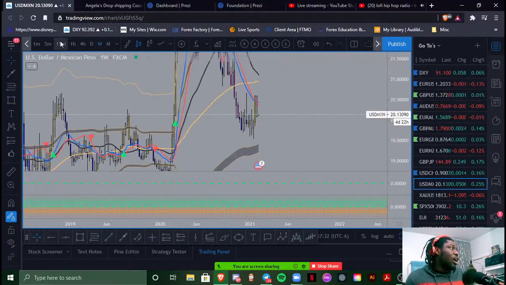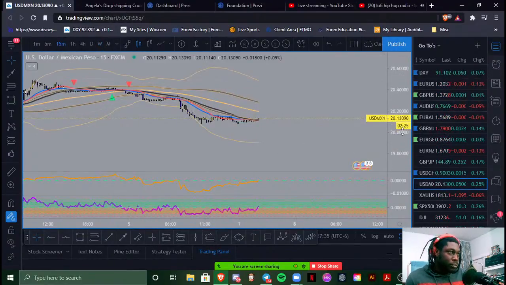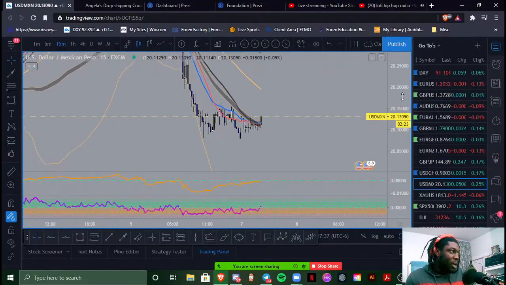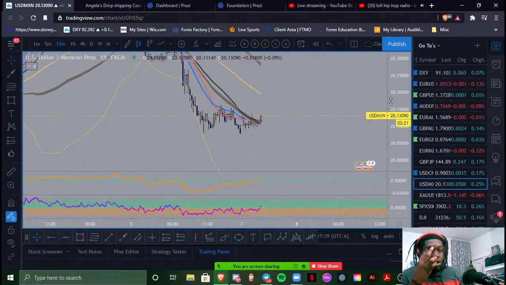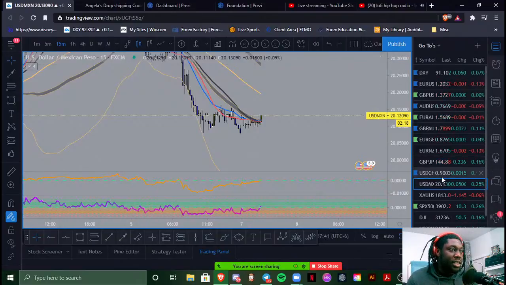Yeah, so overall, I'm gonna keep my trade. This is gonna probably call for a buy, but I don't need it since I'm already in it. So let's just see how USD Mexican plays out. Let's see how the tacos play out, you know?